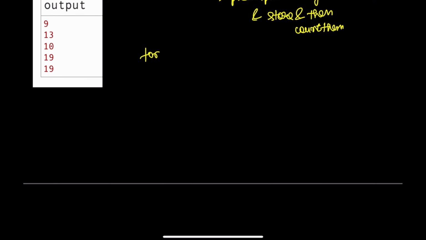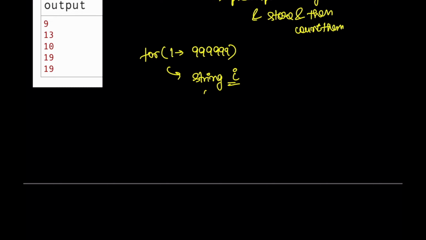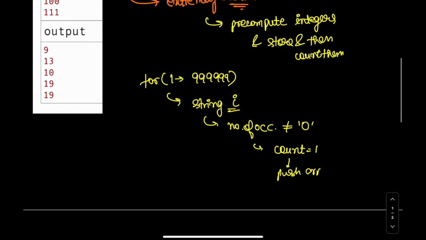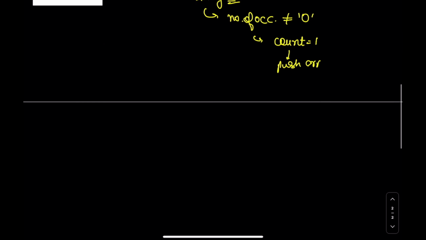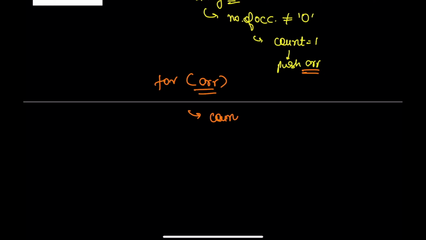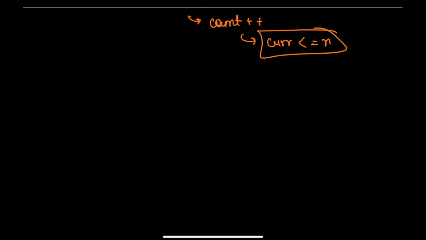So we will have a for loop going from 1 to 999 and we will convert the integer to a string and then we will check the number of occurrences of all elements that are not equal to 0. If this count is 1, then we will push it in the array and otherwise we won't. So for all the queries, we will just have a for loop on the array and we will increment the count till the current number is less than or equal to our given n. So that's all we need to do in this code.